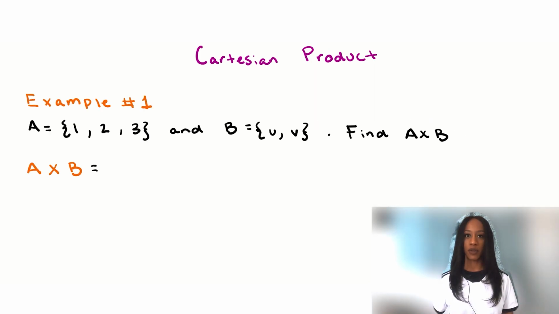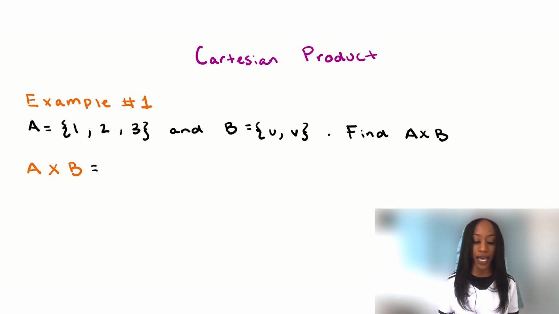In our first example, we have a set A with elements 1, 2, and 3, and a set B with elements U and V. So using the definition of the Cartesian product, we're going to create ordered pairs using a combination of the elements in sets A and B. So let's see what that looks like.